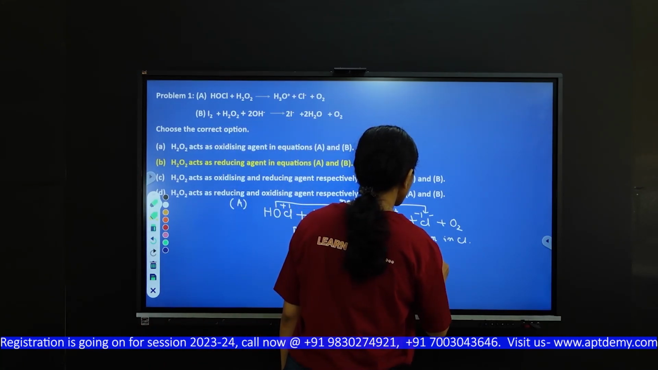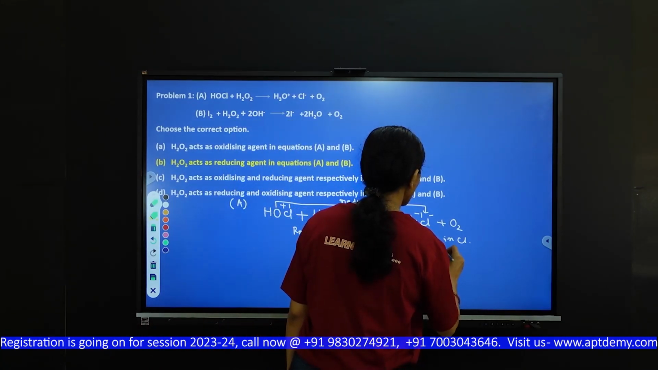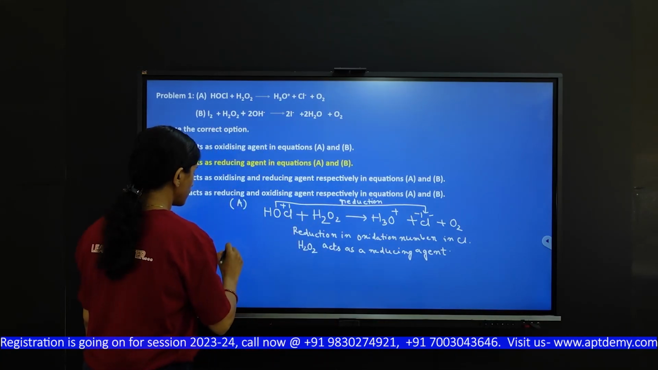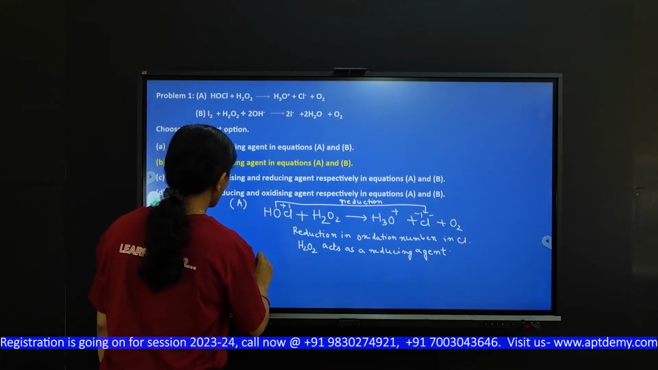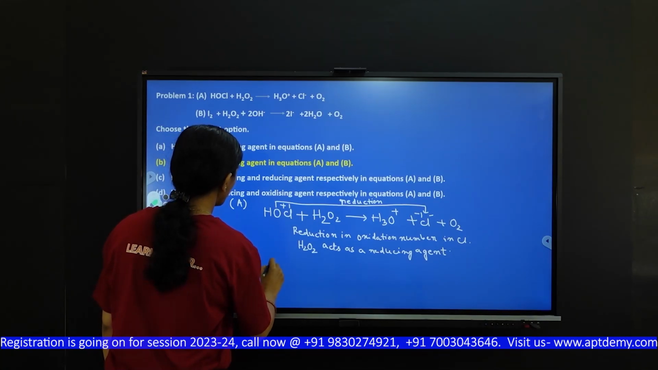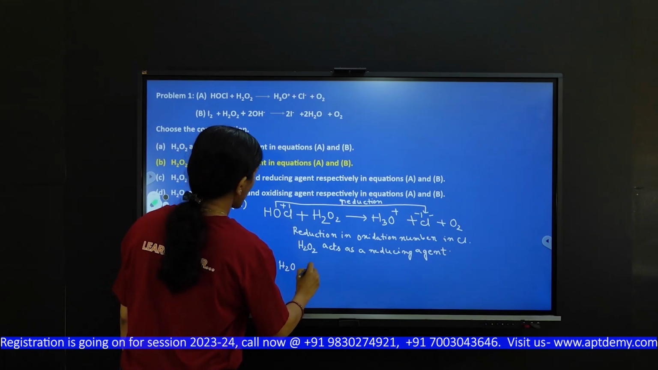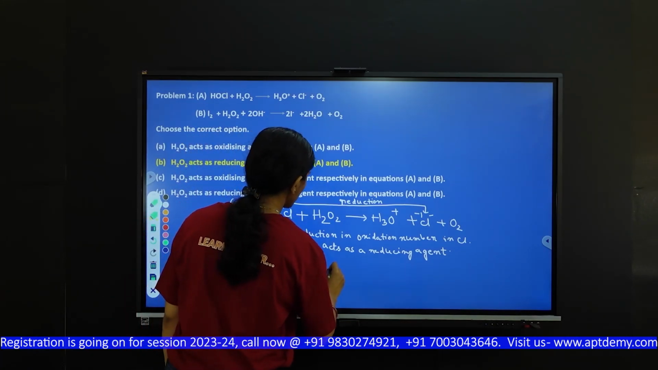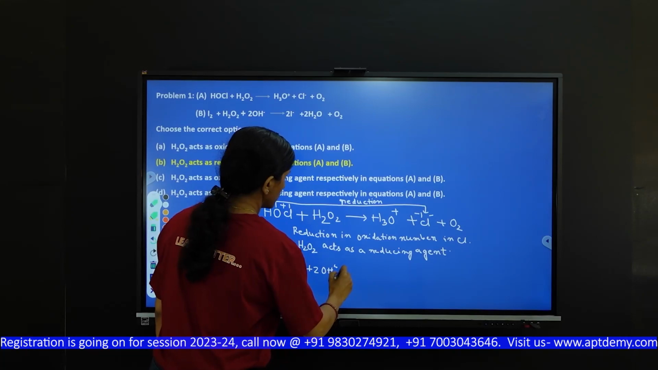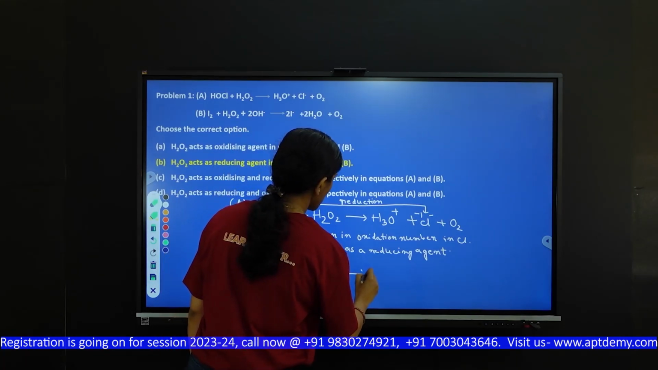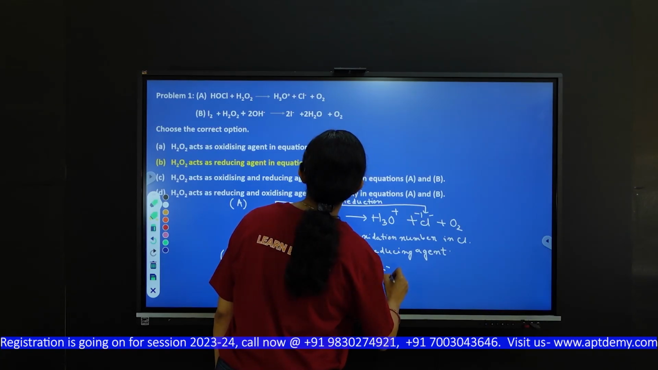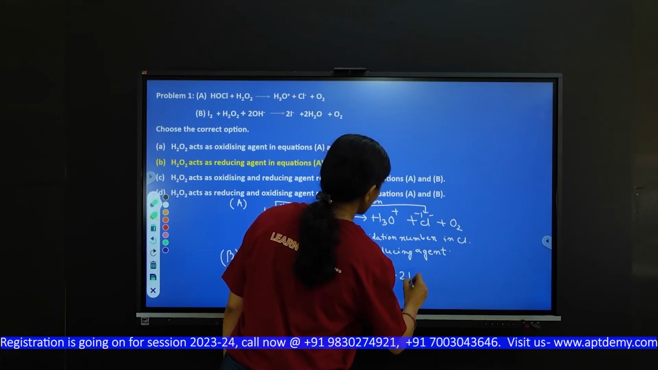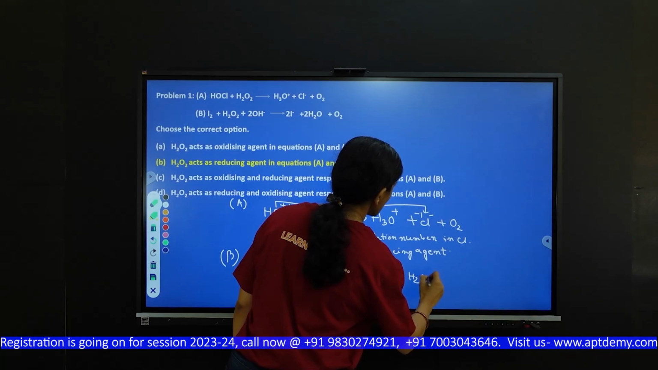So for the first equation we have understood that H2O2 acts as a reducing agent. Now let's check the second equation. Equation B, let's write it down again: I2 plus H2O2 plus 2OH- gives 2I- plus 2H2O plus O2.